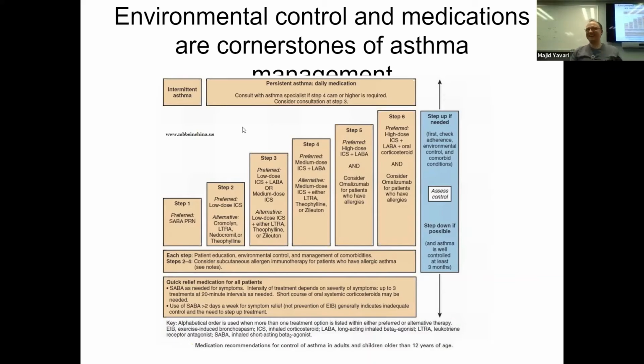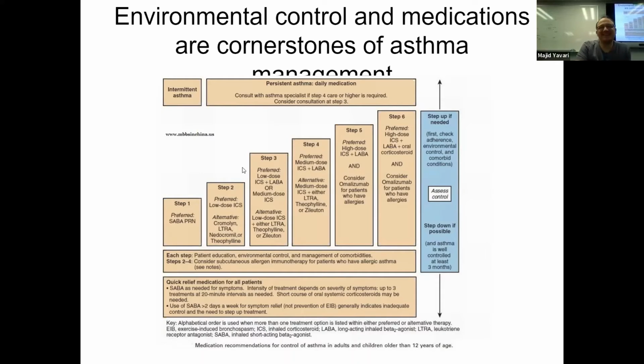Now with the newest GINA, low dose ICS and LABA PRN can be done instead of PRN albuterol. Exactly. Yeah, this slide I think is 5 years old, and so the newer guidelines have come out. Maybe I should update it someday.